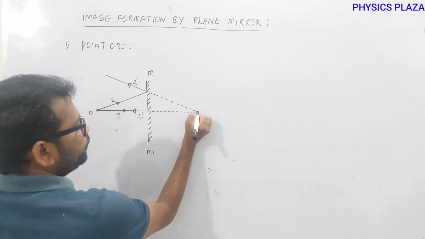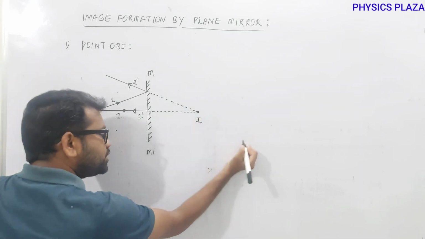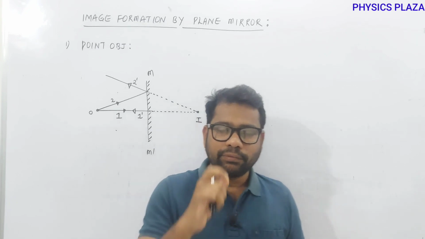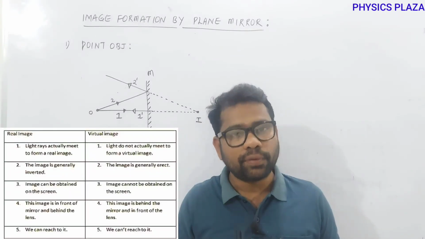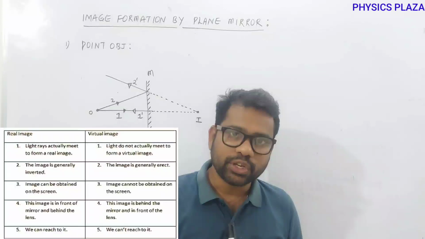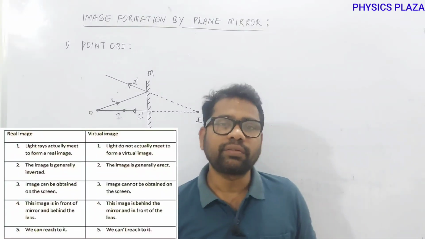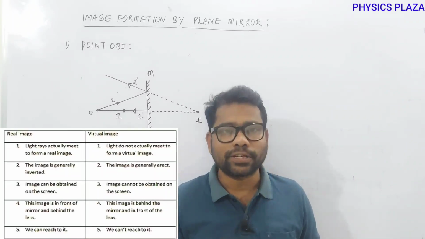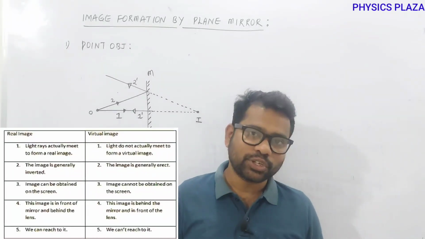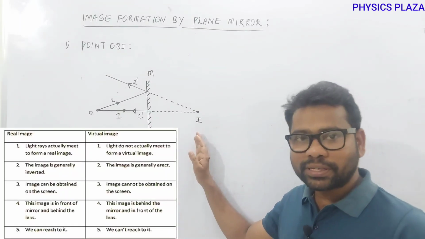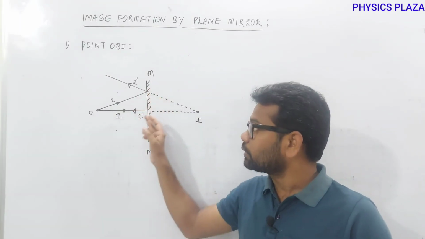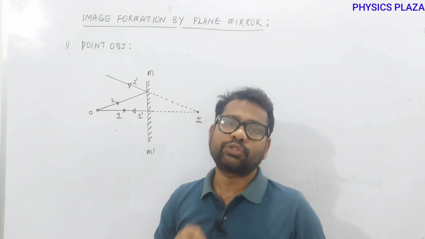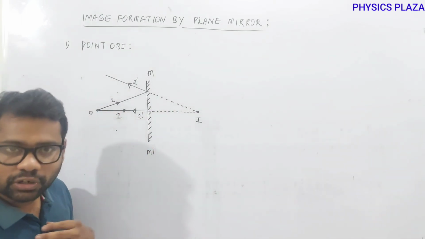So this is the point where the image is formed. One very important thing here: if the light rays are meeting after reflection, then we will get a real image. If the light rays are not meeting after reflection, but appear to meet when we produce them in the backward direction, we get a virtual image. Children, can you guess what type of image it is here? Are the light rays meeting after reflection? No, they are not meeting. They are appearing to meet, which means it is a virtual image only.